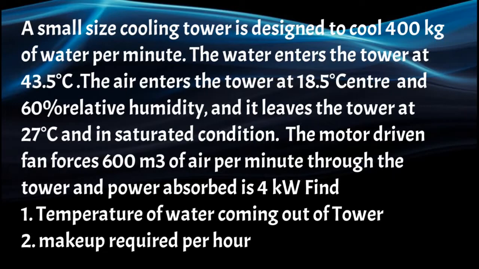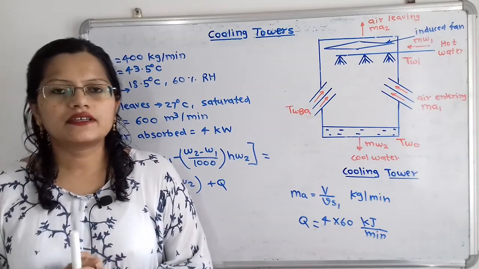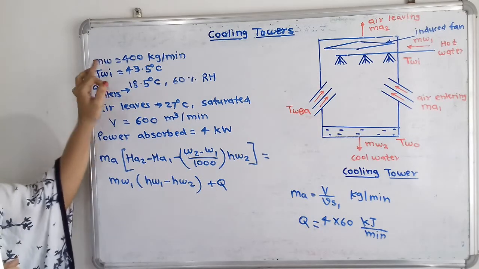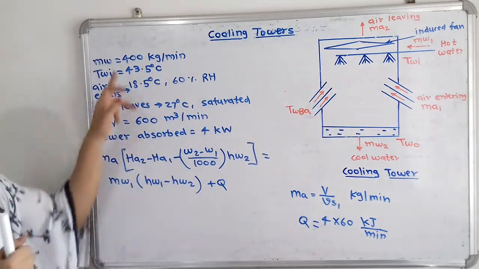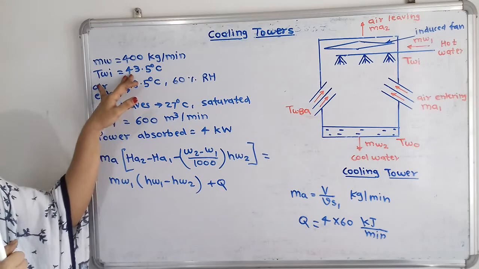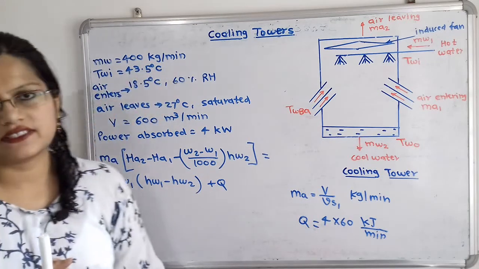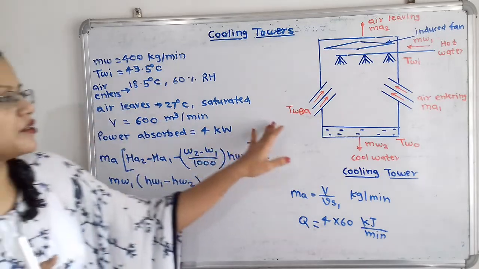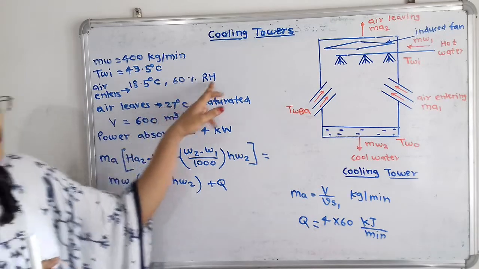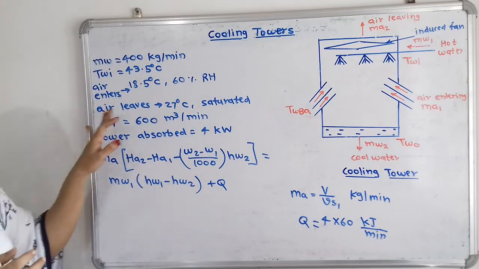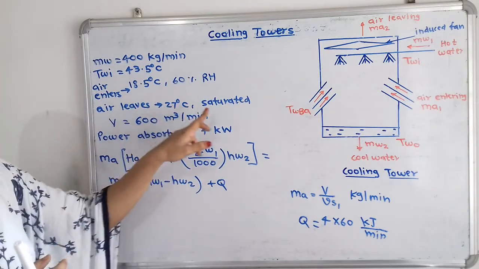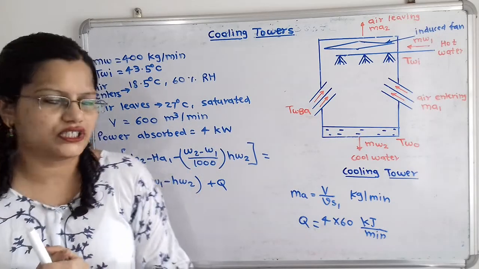So this was the given question. Let us first understand what is the given data. Now it is given that the mass of water entering inside the cooling tower is 400 kg per minute. Then the temperature of water at inlet is also given, TWI 43.5 degrees Celsius. Then when the air enters from the atmosphere, the temperature is 18.5 degrees Celsius and 60% relative humidity. And when the air leaves the cooling tower, the air at outlet is at 27 degrees Celsius temperature and it is at saturated condition.